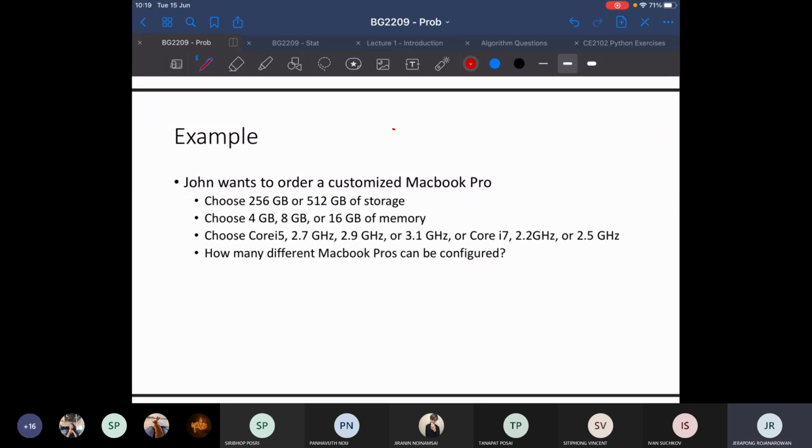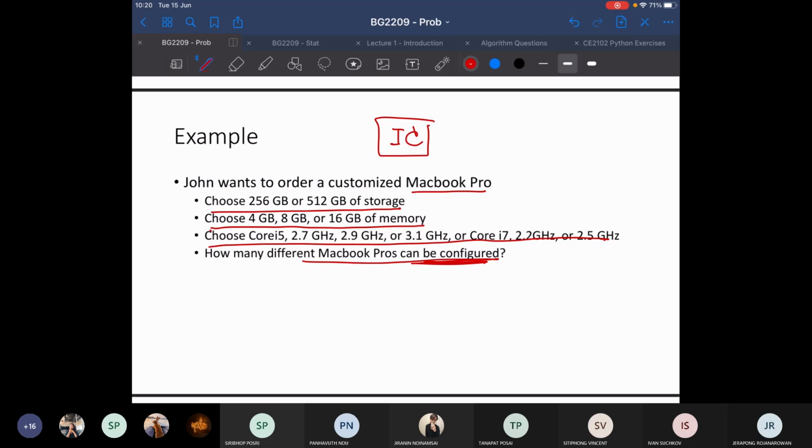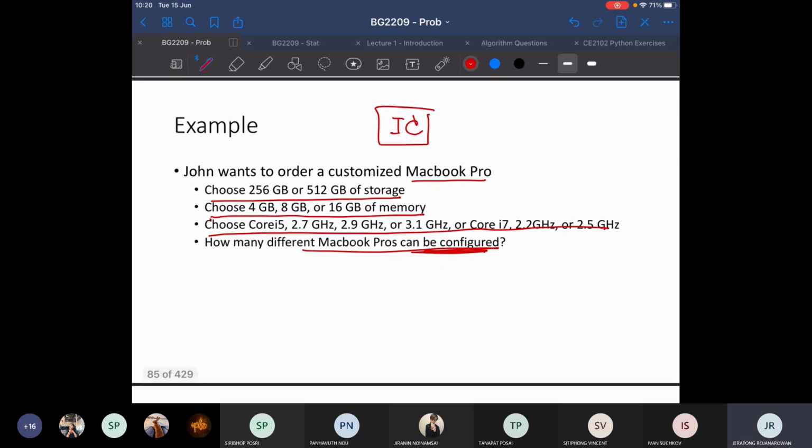Okay, guys, we're gonna end today with this in-class assignment. John wants to order a customized MacBook Pro. First, he chooses the storage, and then he chooses the memory, and then he chooses the CPU. How many ways can he do it? This is the last question of today. We go to the Apple website and order, choosing storage, memory, CPU. Let's see how many ways there are.